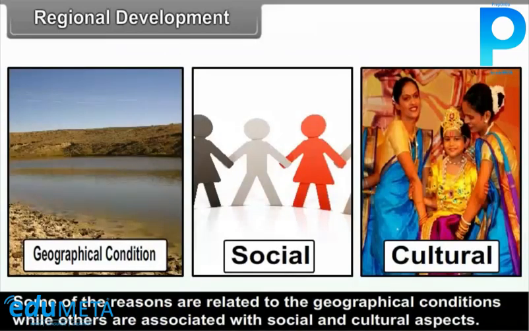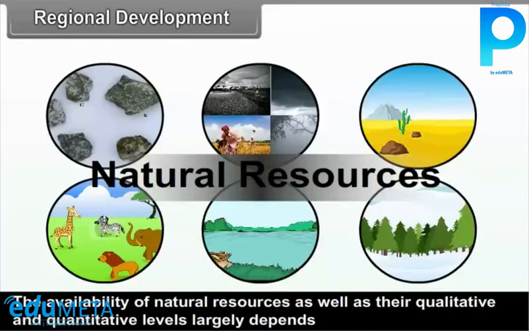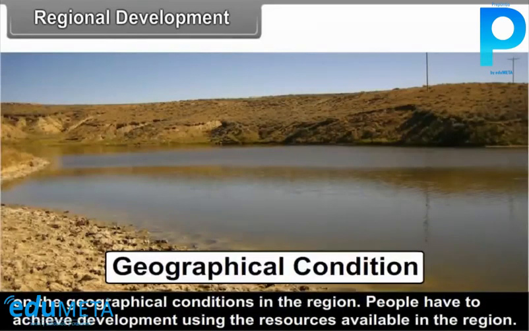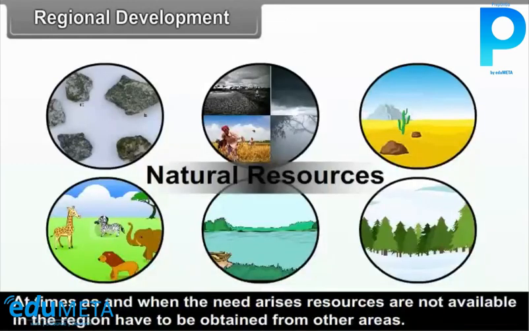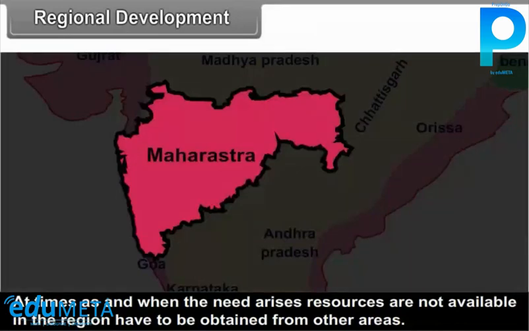Some of the reasons are related to the geographical conditions, while others are associated with social and cultural aspects. The availability of natural resources as well as their qualitative and quantitative levels largely depend on the geographical conditions in the region. People have to achieve development using the resources available in the region. At times, as and when the need arises, resources that are not available in the region have to be obtained from other areas.